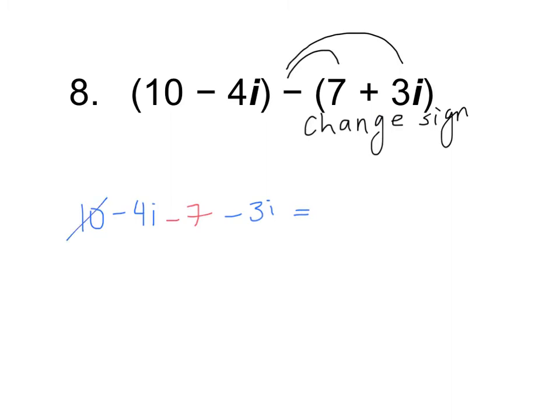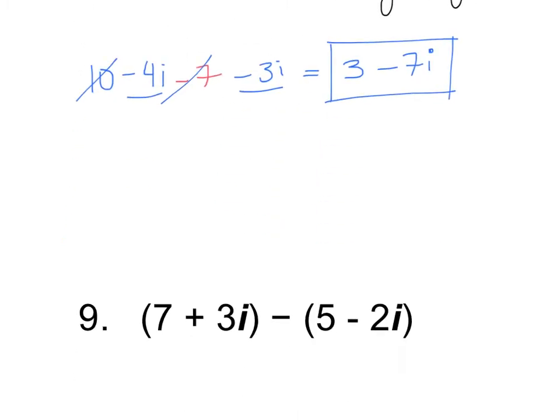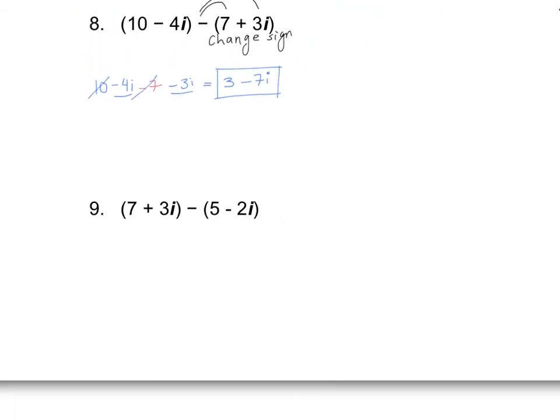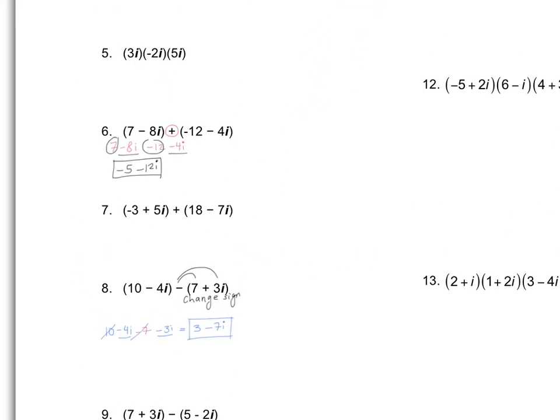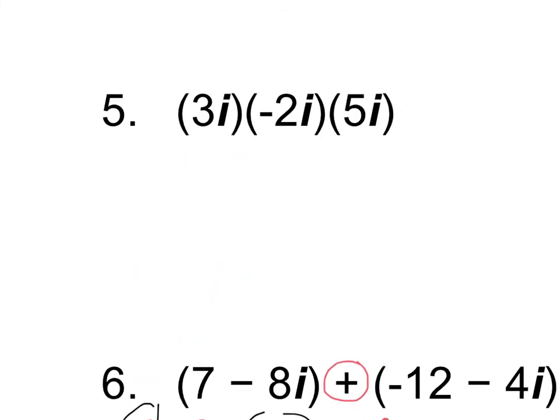So now you need to simplify this by adding like terms. So 10 minus 7 would give you a 3, and negative 4i and negative 3i would give you a negative 7i. And that would be the final solution. Now, go ahead, try number 9 and check with the answer key. So far, this is what we did, addition and subtraction. Now let's move on to multiplication.